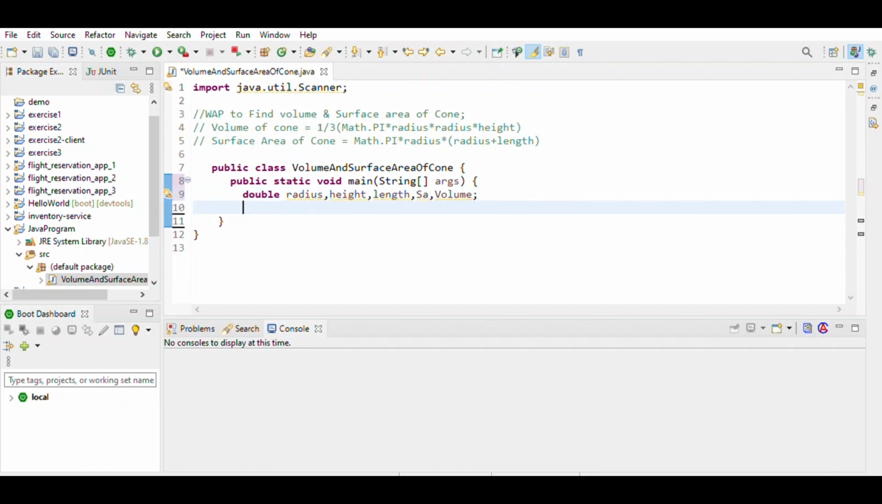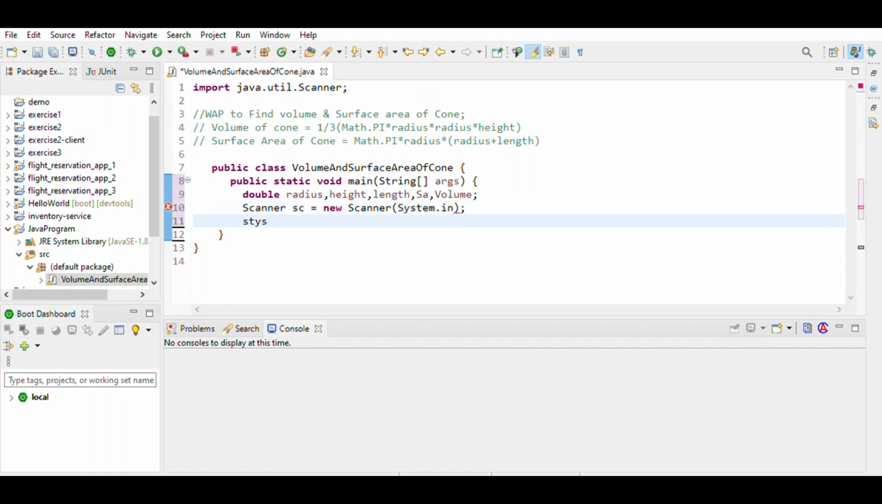Then here we want input given by the user, so we use a scanner object, new Scanner, System.in. Enter the radius of the cone.